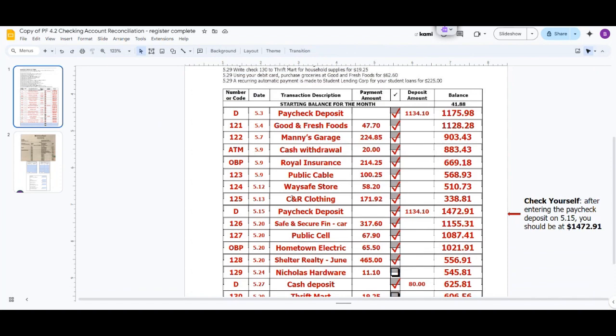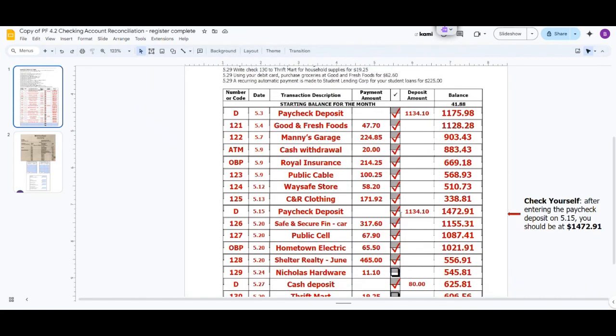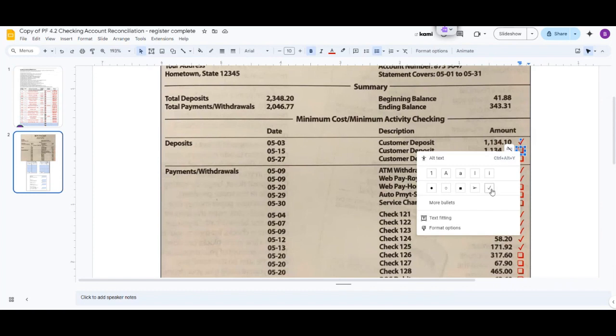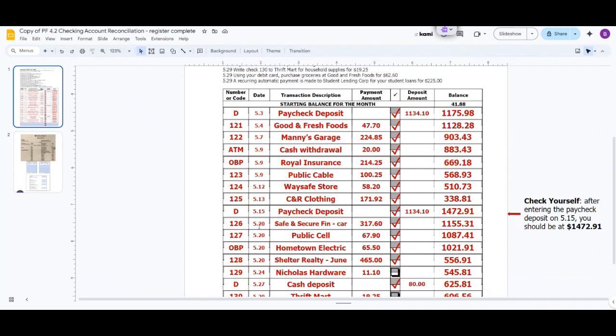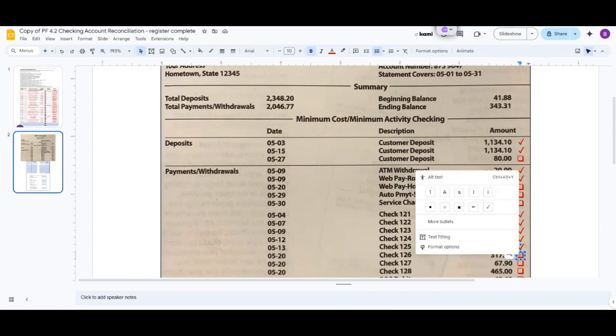Okay, check 125 for 171.92 right here. The deposit for 1134.10 is right here, so I can check that off. So the bank received it, processed it, added it to my account. All right. Moving on to more checks. Check 126 for 317.60 is right here, so I can check that off.